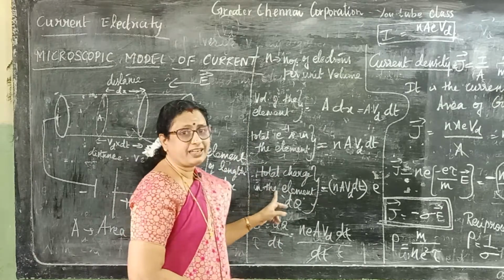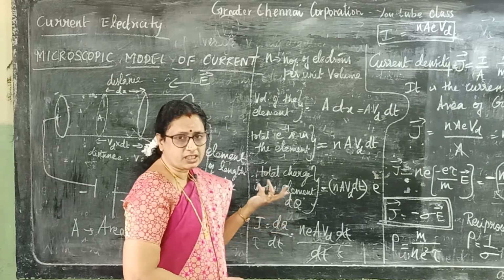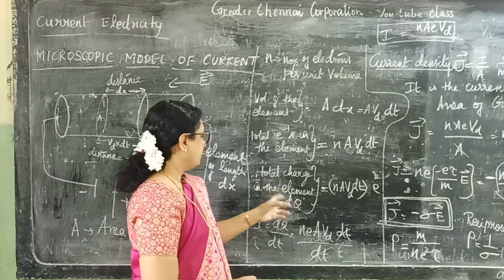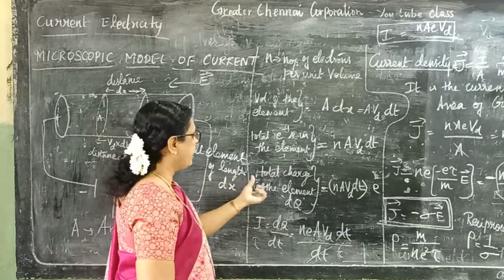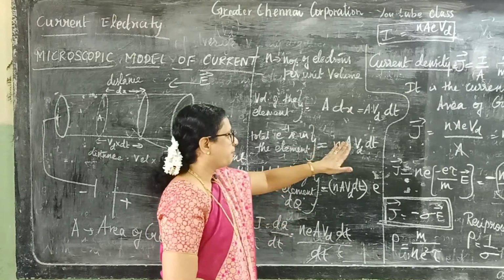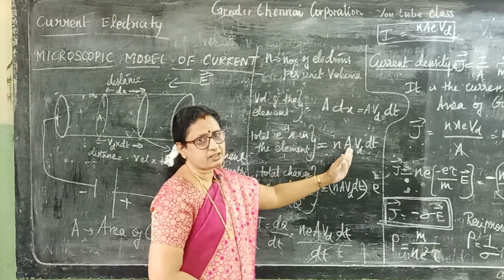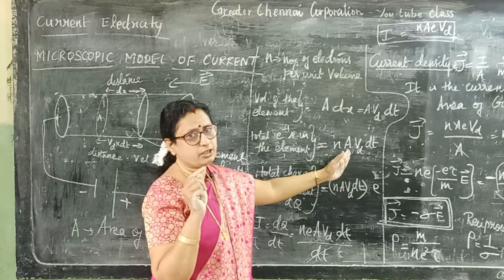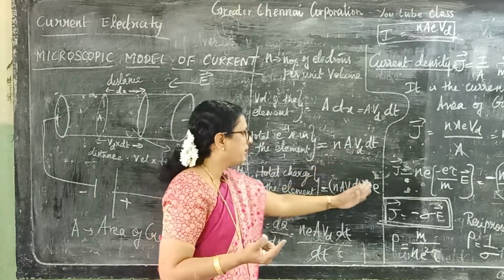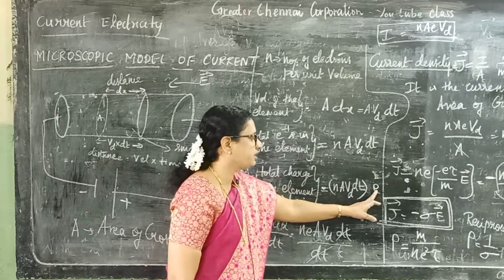Now we want to find the current. For current, what is the formula? dq by dt. What is dq? The total charge present in the element. Let us say the total charge present in the element is dq. How will you find the total charge? The number of electrons in the element we have found. So what is the charge carried by one electron? It is small e. So what will be the total charge of this number of electrons? You have to multiply this by e. So n A Vd dt into the charge of one electron, which is small e.